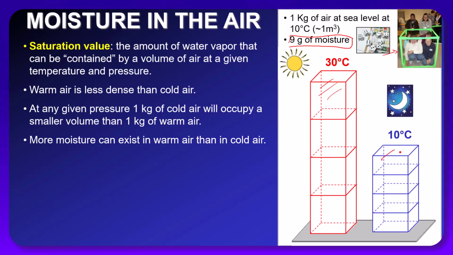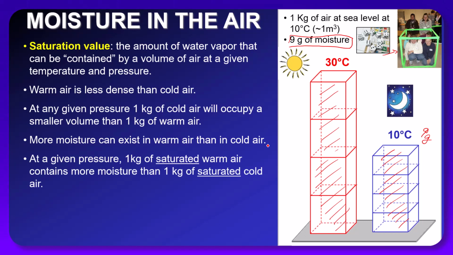So if we fill this column of air with the maximum amount of moisture that can exist, we see that it's 9 grams. Once the air expands, assuming there is no change in the amount of moisture, those 9 grams of moisture will not fill the expanded water column completely. So we can actually add more moisture to the air column on the left because it is warmer.